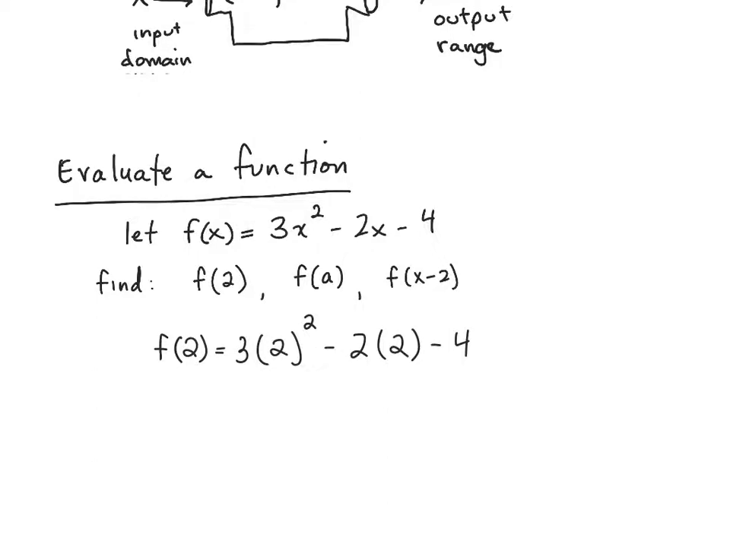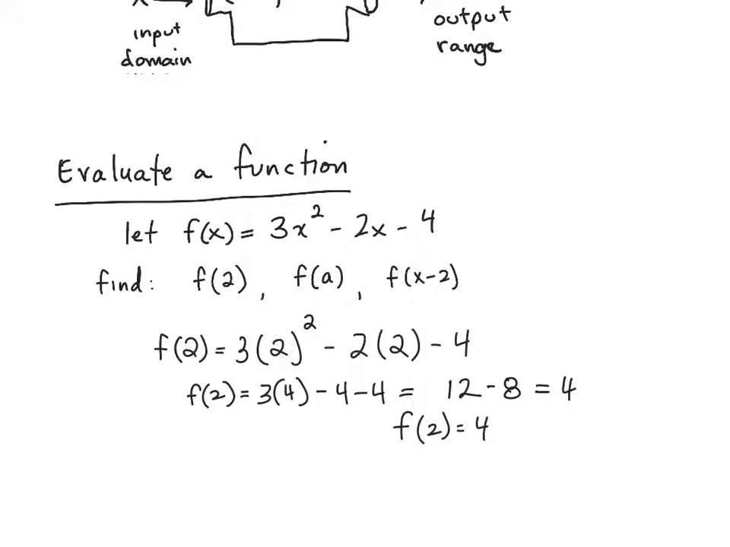So f of 2 would be 3 times 4 minus 4 minus 4. So this is 12 minus 8, which is 4. So we would say the function f evaluated with an input of 2 is equal to 4. F of 2 is equal to 4.